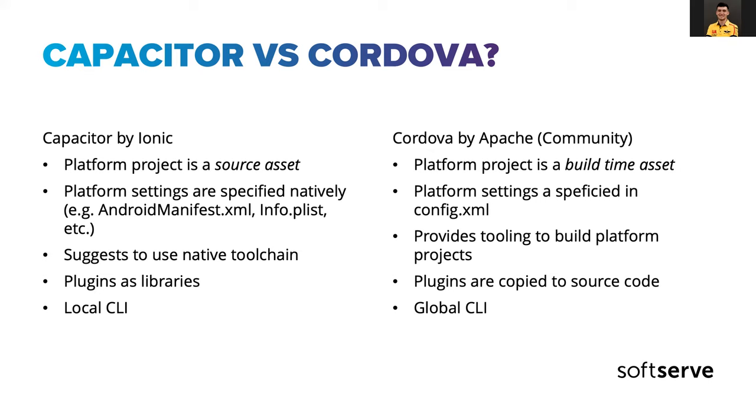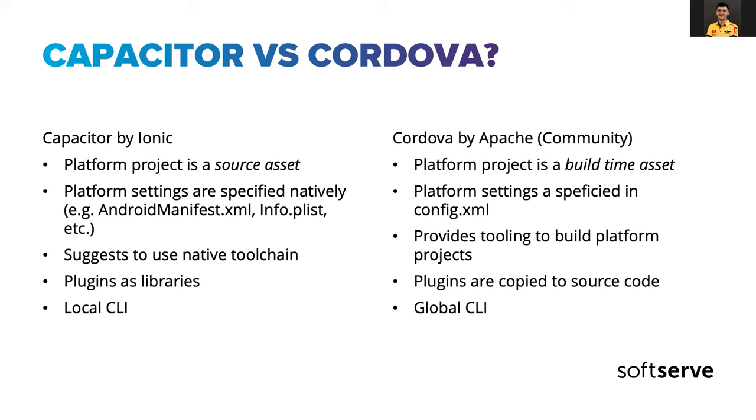The Ionic team supports both Cordova and Capacitor, and nowadays they work better together with Capacitor than with Cordova. You can still use Cordova, but the preferred way nowadays is to use Capacitor. And here you can see a few differences between Cordova and Capacitor.